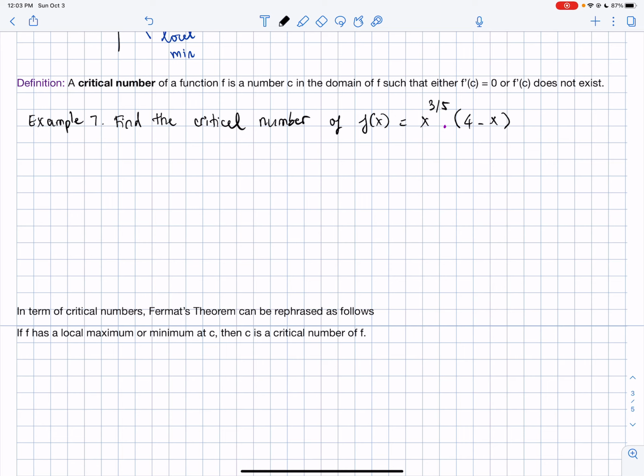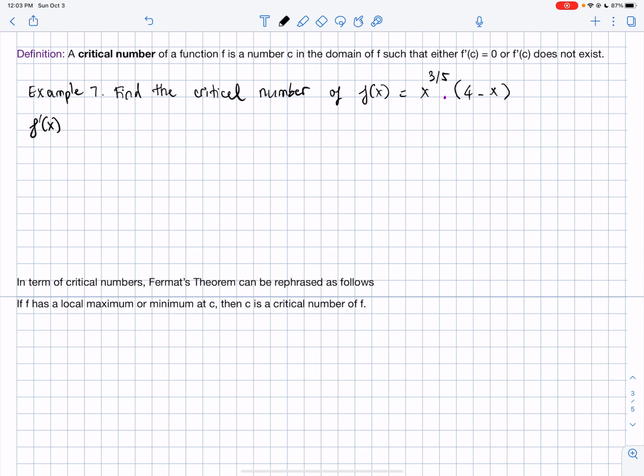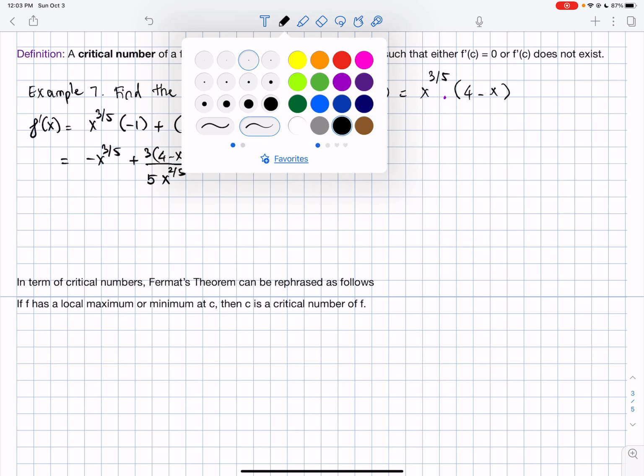In example 7, we will first take the derivative, and we will use the product rule. So we take g prime, which gives us -1, plus function g again, 4 minus x, multiplied by f prime, which is 3 over 5 times x to the 3 over 5 minus 1. We simplify this a little bit. First of all, we will make the exponent of x positive, because 3 over 5 minus 1 gives us -2 over 5, so we need to move it down to make it positive. Then simplify a little bit more.